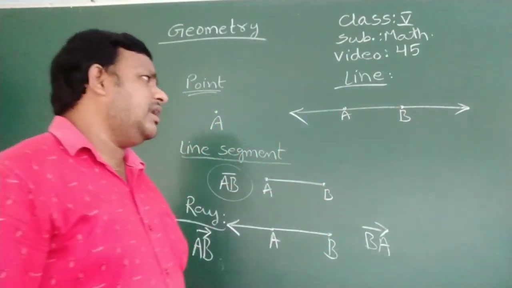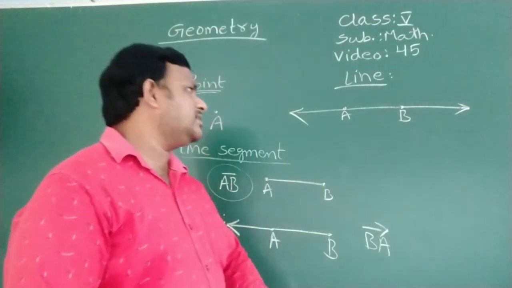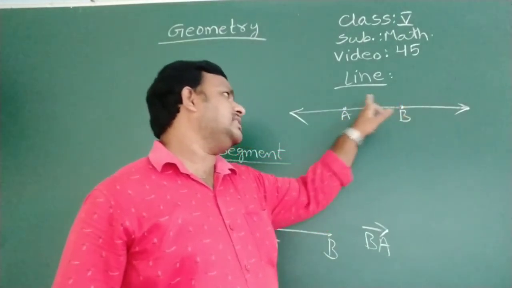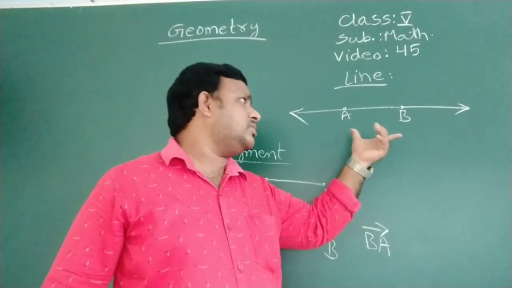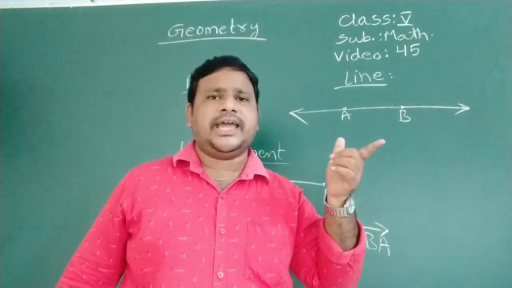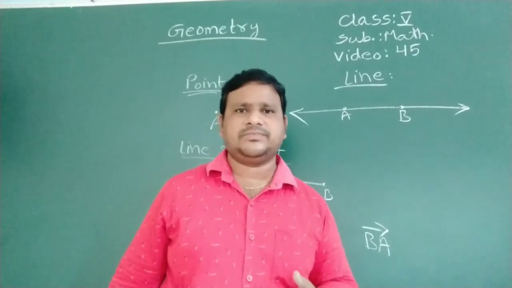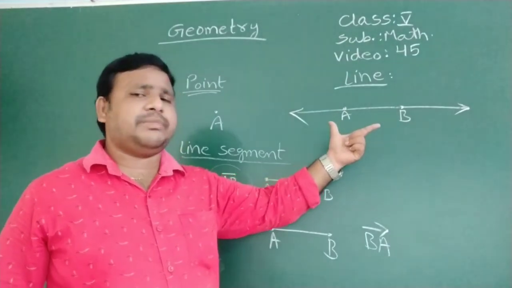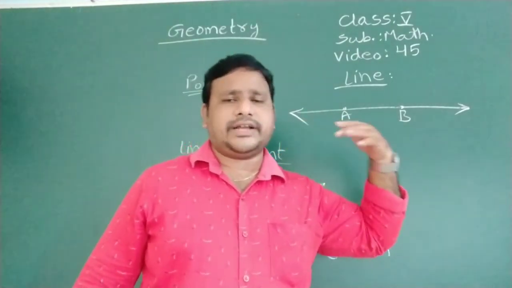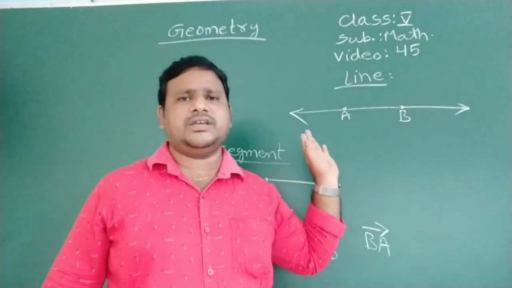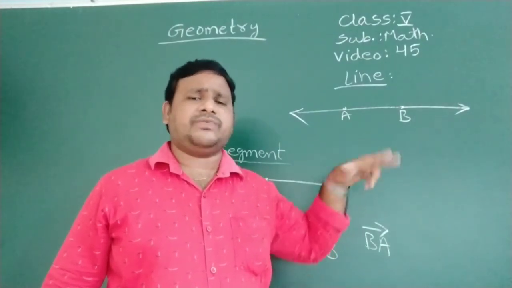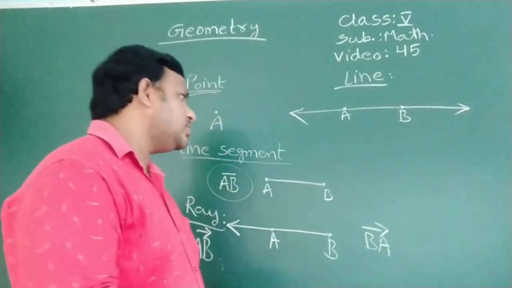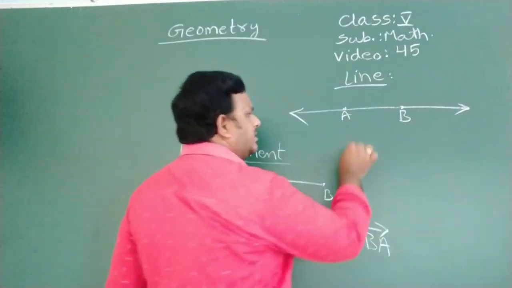Then we will get a line. Understood? So the line segment we can observe here from A to B. This is a line segment actually, isn't it? So this line segment can be said to be a part of a line. If a line segment is extended endlessly on the right side and left side, in both directions, then we are getting a line. So finally it is becoming a line, and the line segment is a part of the line. Understood? So we can represent this line like this.